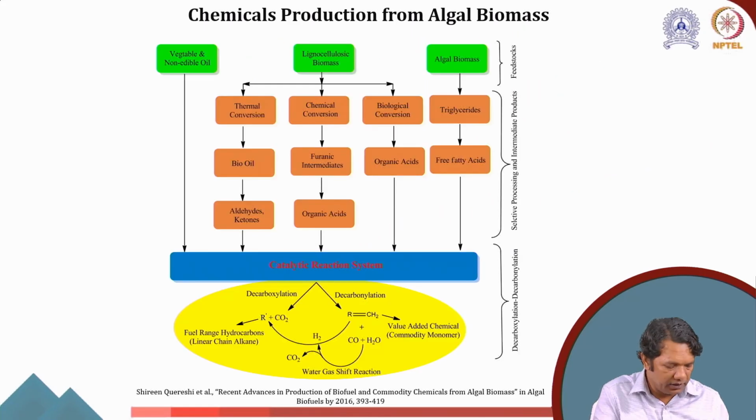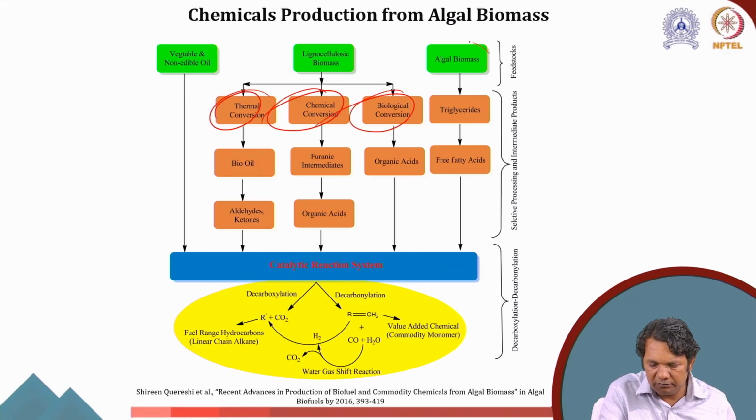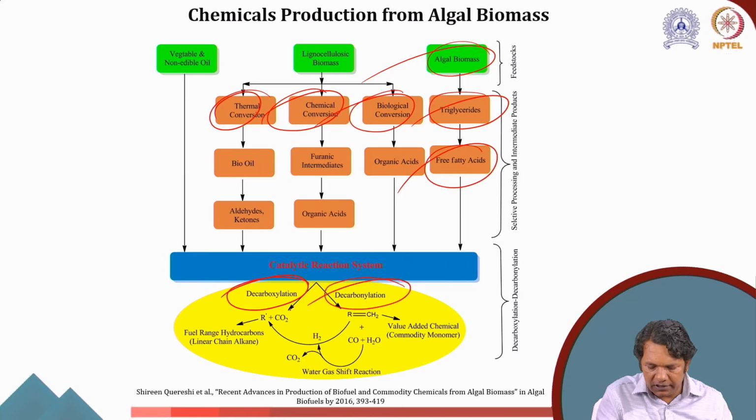As I said in the beginning, we can do the thermal conversion, chemical conversion, biological conversion, and if we have algal biomass, triglycerides, free fatty acid, and then we have two routes, decarboxylation and decarbonylation. This is also another important emerging route where a lot of attention is given. In fact, a lot of linear chain hydrocarbons, sustainable aviation fuel, biopolymers can be made from algae by using these two routes. Okay, so we'll focus on that.